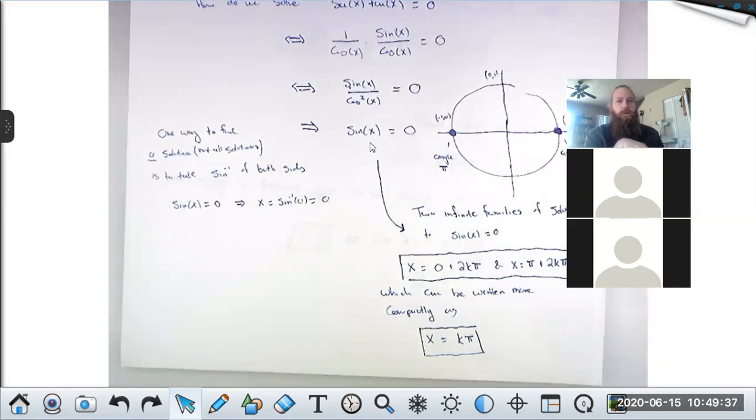So when you solve these equations, if your last step involves setting the top to 0 or multiplying by a denominator and canceling it, then you need to make sure that that denominator isn't 0 at any of your solutions. Is that a problem here? Where is cos squared of x equal to 0?